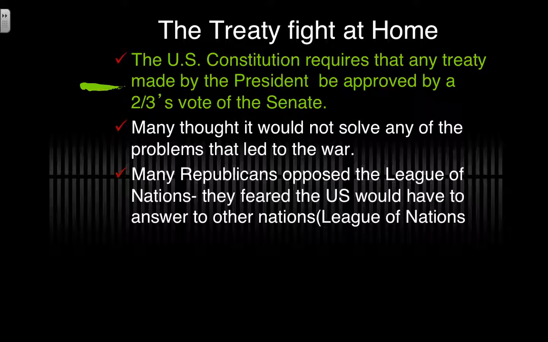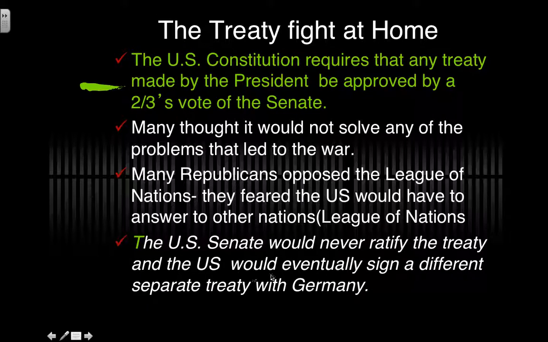They felt like it wasn't really going to solve any of the problems that had led to the war, and they particularly opposed the new League of Nations, which is one of the reasons why Wilson supported the treaty, because he felt like the League of Nations could be the answer to a lot of the world's problems by helping to negotiate conflicts between countries. So the U.S. Senate never ratified the treaty. The U.S. would eventually sign its own treaty with Germany a couple of years later.